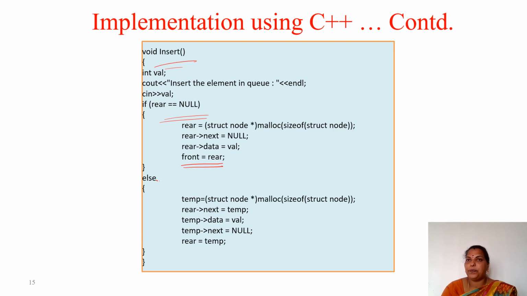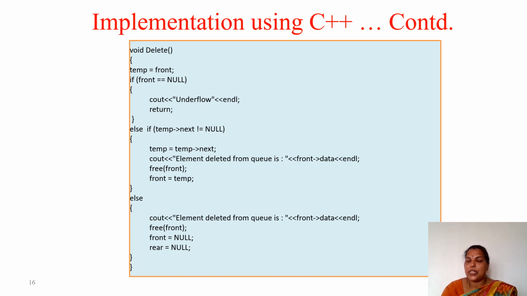That means always the insertion happens. If it is the one and only node, it's okay. Otherwise, insertion happens at the rear end only. So rear end means at the end. So what we are doing is we are assigning the value to temp point to data, and the last node, right? So temp point to next equal to null, assigning temp to the rear.